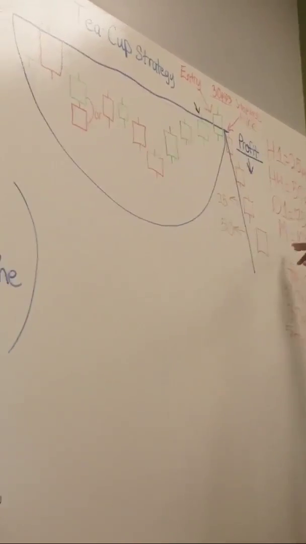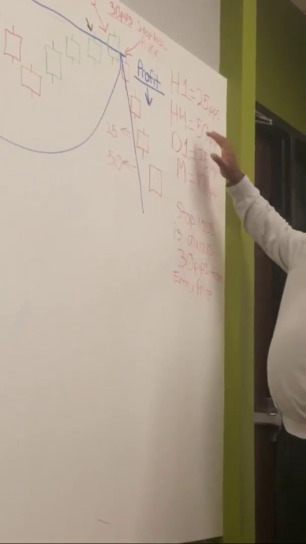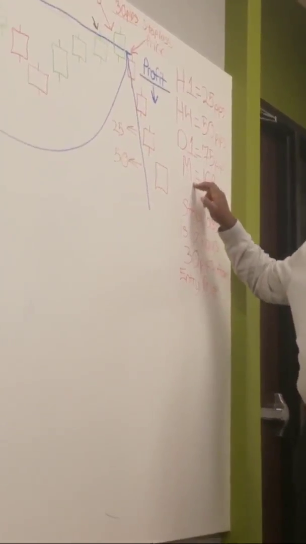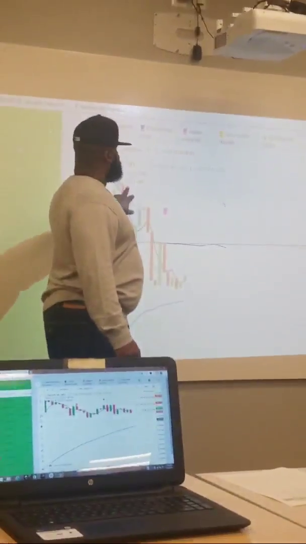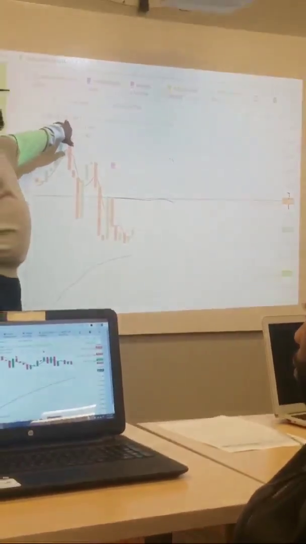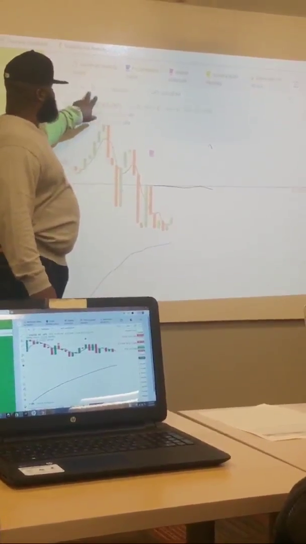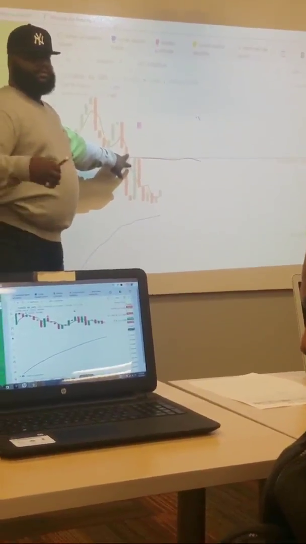After that, teacups are only on the higher levels: your H1, your H4, your D1, and your monthly. So what's H1? H1 is 1 hour. What that means is each candlestick took about an hour to open and close to create. So 60 minutes. Each candlestick took about 60 minutes. If this was the 4 hour, each candlestick would take about 4 hours, 240 minutes.